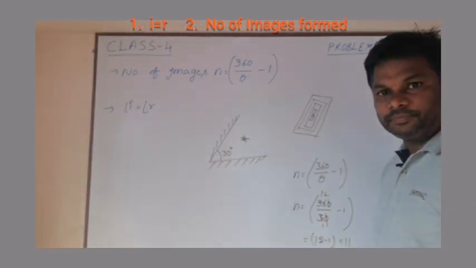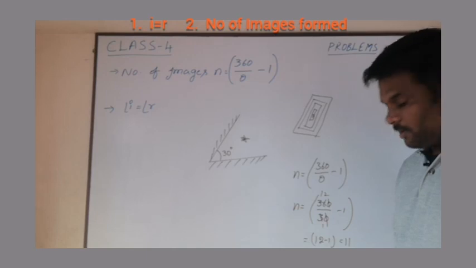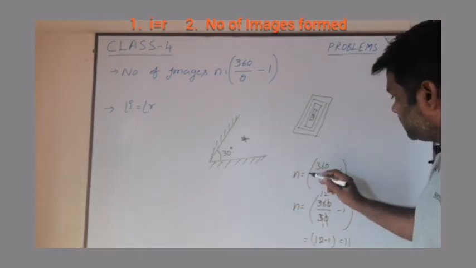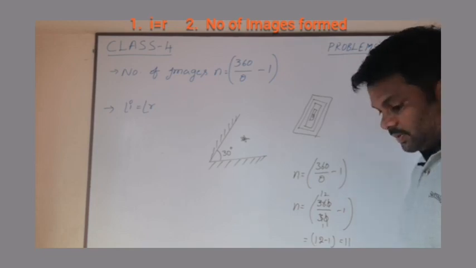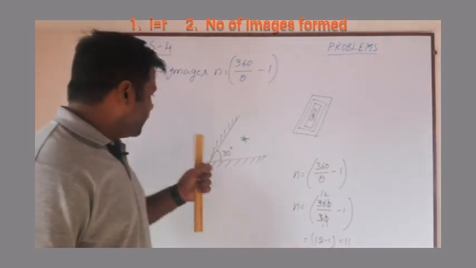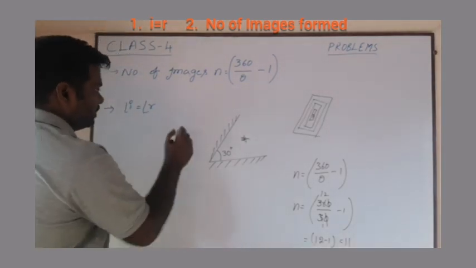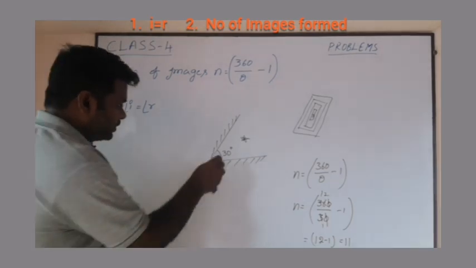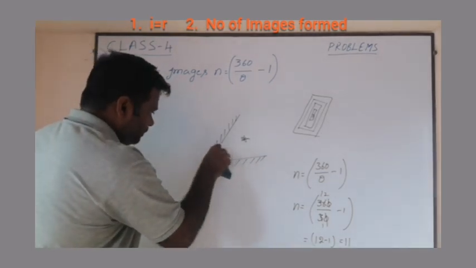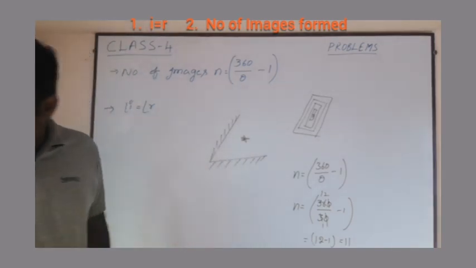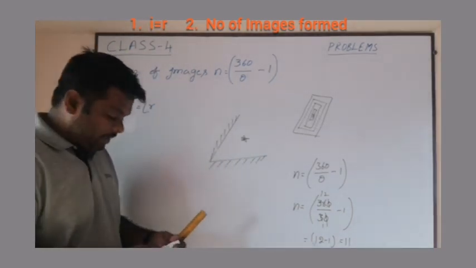Watch this carefully. By using the formula n is equal to 360 by theta minus 1. If suppose we are giving one more angle in between these two, so prepare notes for this problem. Don't forget to prepare, and you need to send it to me through WhatsApp. Very soon I will ask names.